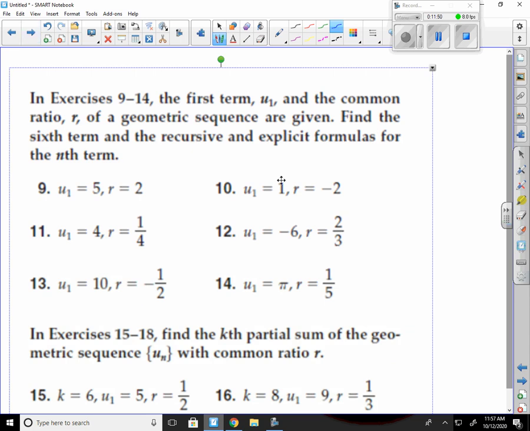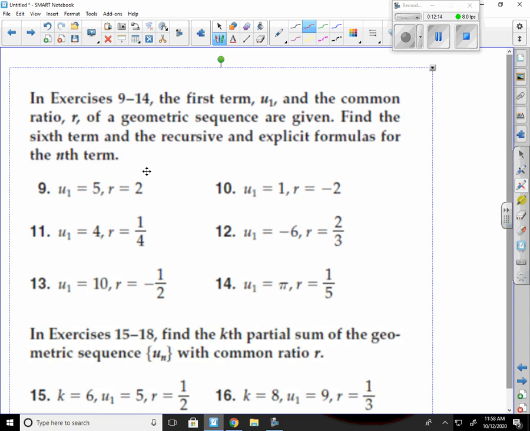All right, let's move on to the next assignment. This was geometric sequences day 2. So the first term, u sub 1, and the common ratio r of a geometric sequence are given. Find the sixth term and the recursive and explicit formulas for the nth term. Top part, exactly the same as what we've been doing. I'll do a couple just so you can see them.